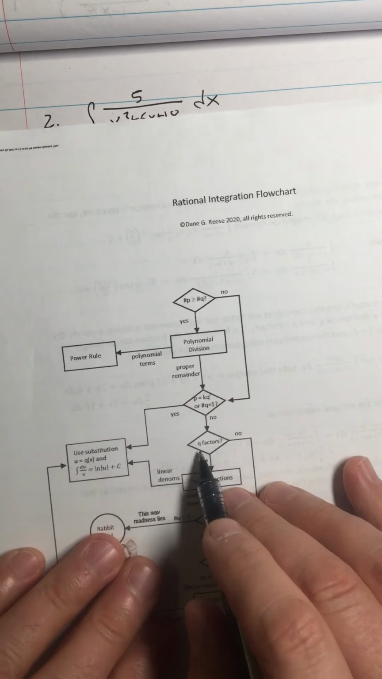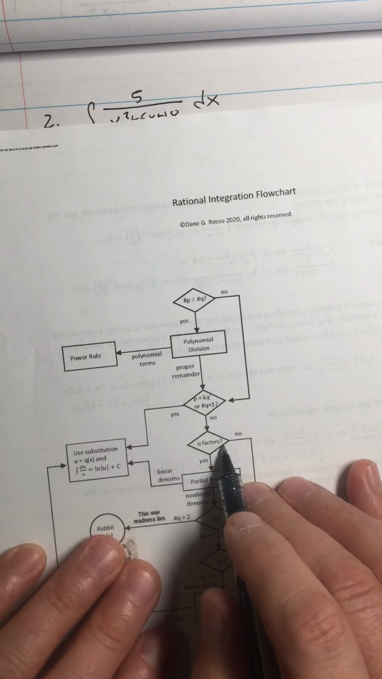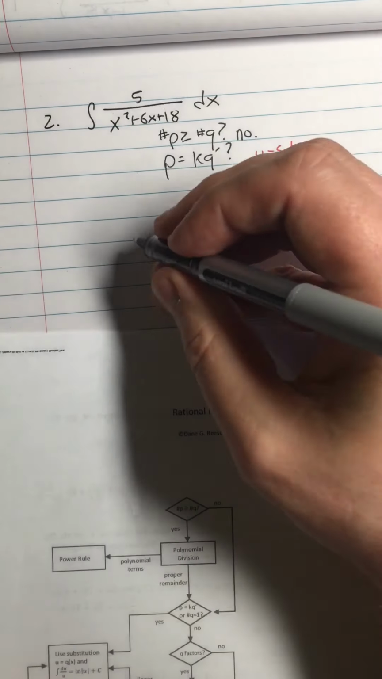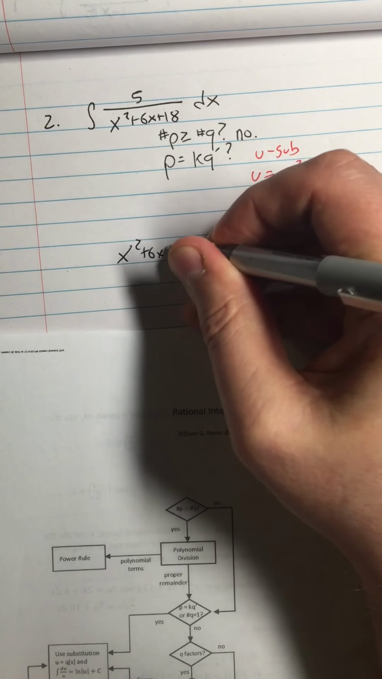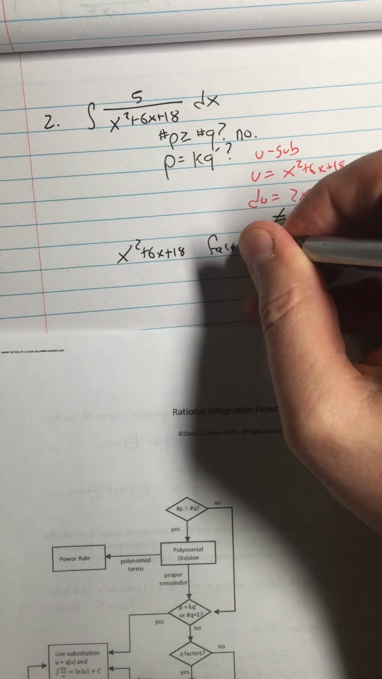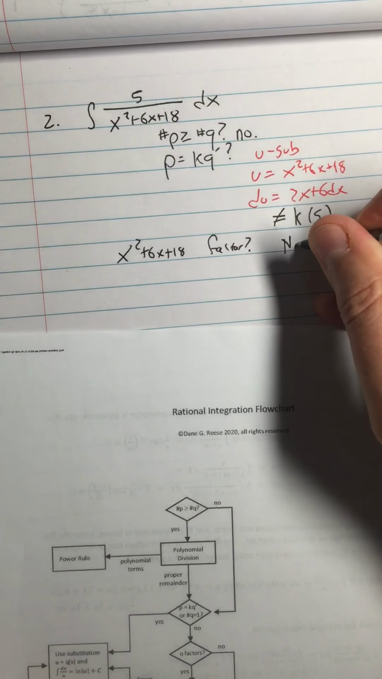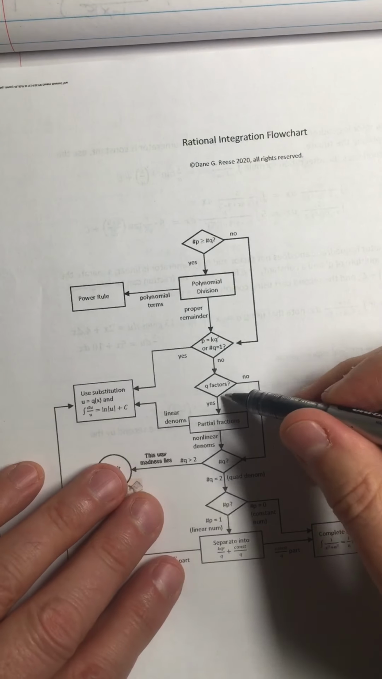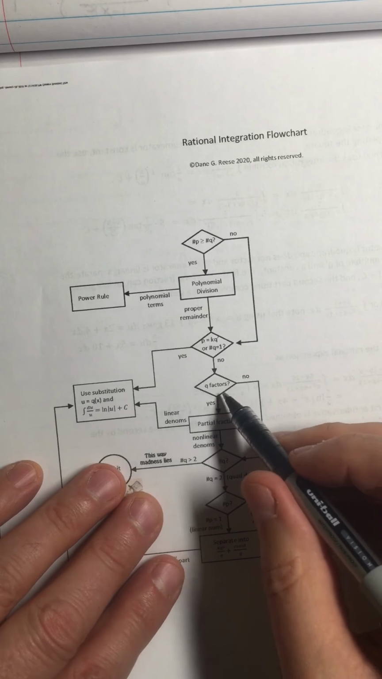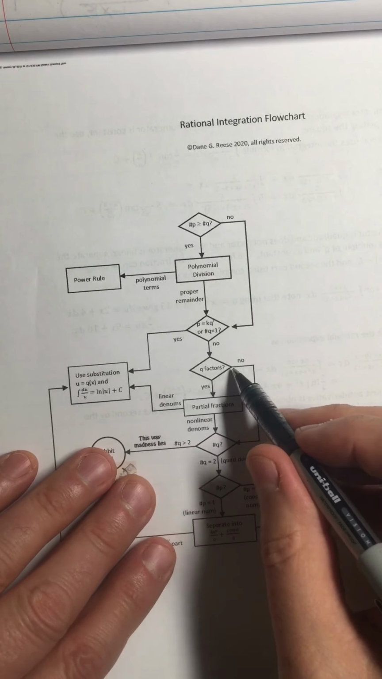I'm going to go the no direction where it asks, does the Q factor? So we look at the denominator: x squared plus 6x plus 18, does it factor? Try it. No, it does not. So we're going to go the no direction.